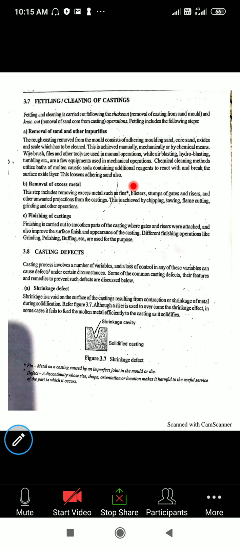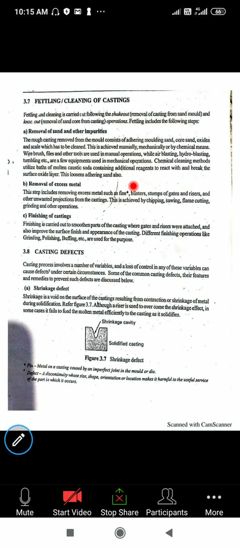So see, after the casting is removed from the sand, whatever dust particles are attached to it are cleaned. Then the second one is the removal of excess material. I will tell you which excess materials there are. Then the casting finishing by the help of a hand handle. We will go into details regarding this also.